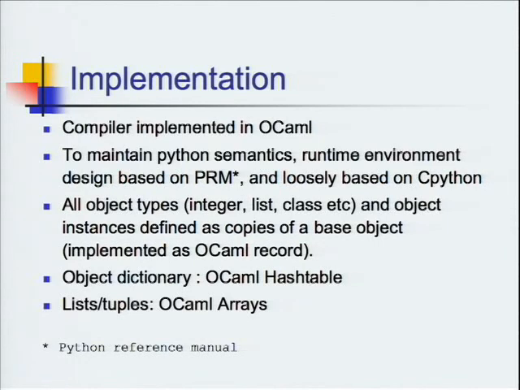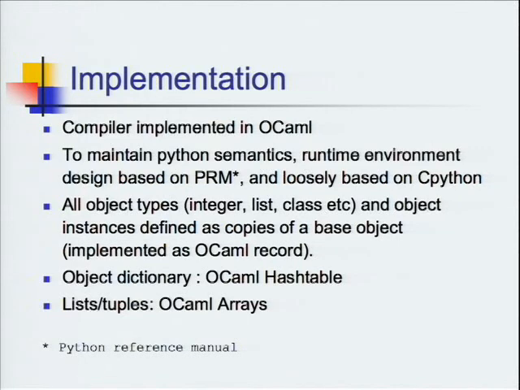The way I do it is I define a base object type, which I'll come to in a bit, and all objects, like integer, list, classes, etc., and their instances are copies of this base object type. This base object is implemented as an OCaml record.